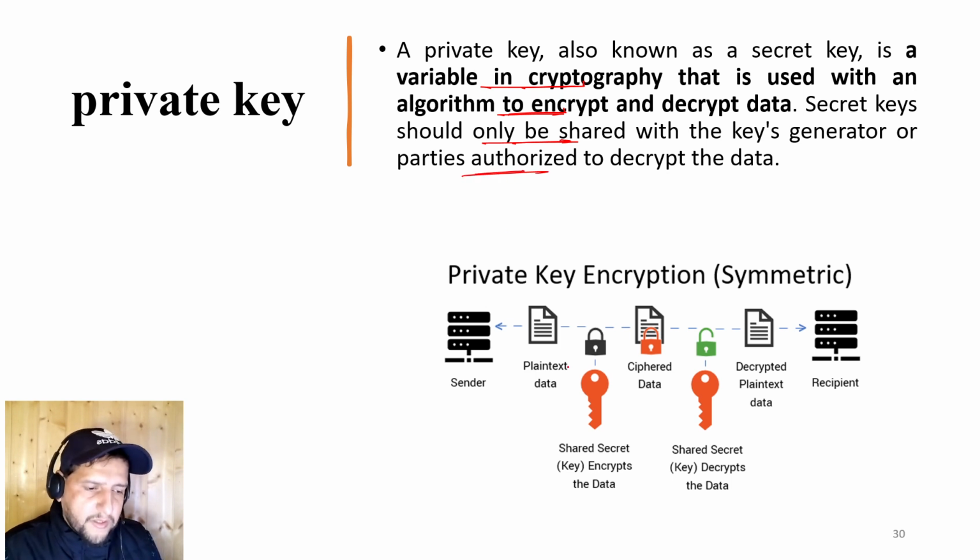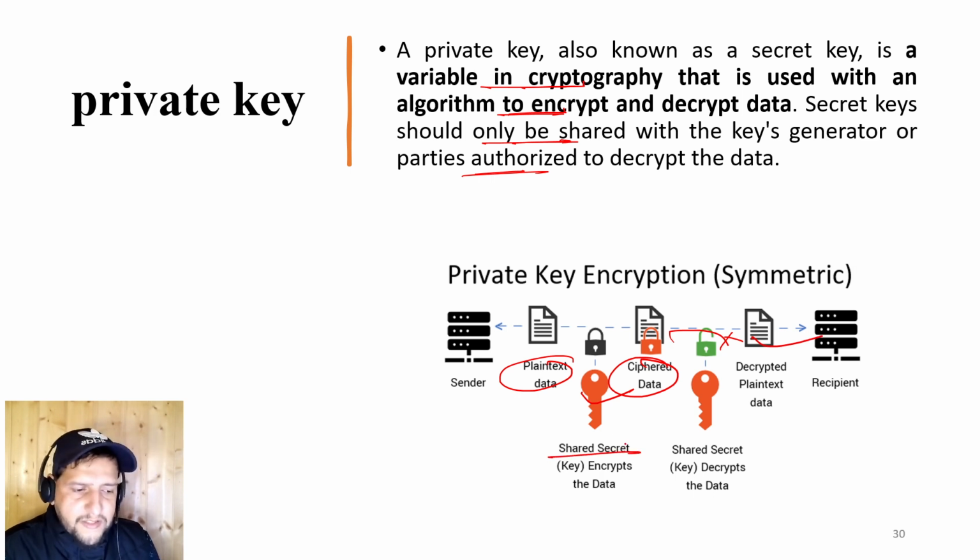Like, you take a plain text, you apply a secret key, you get a ciphertext. Now the other person needs to apply a key on the ciphertext to get the plain text. So this is a shared secret because you need to share this key or secret with the other person.